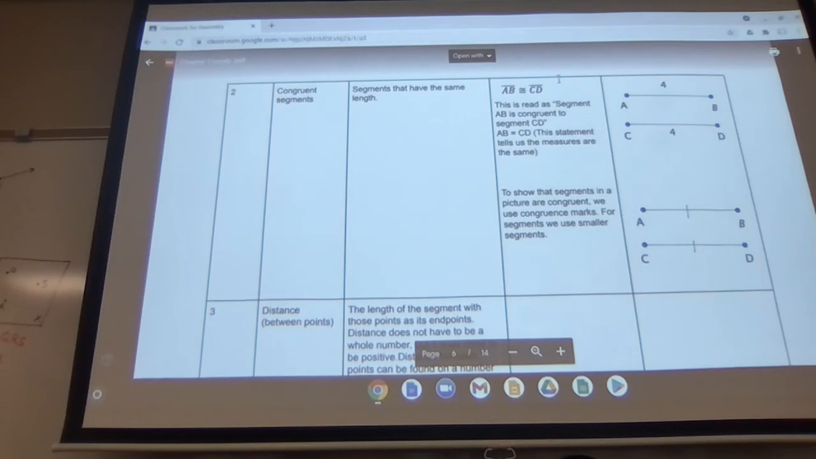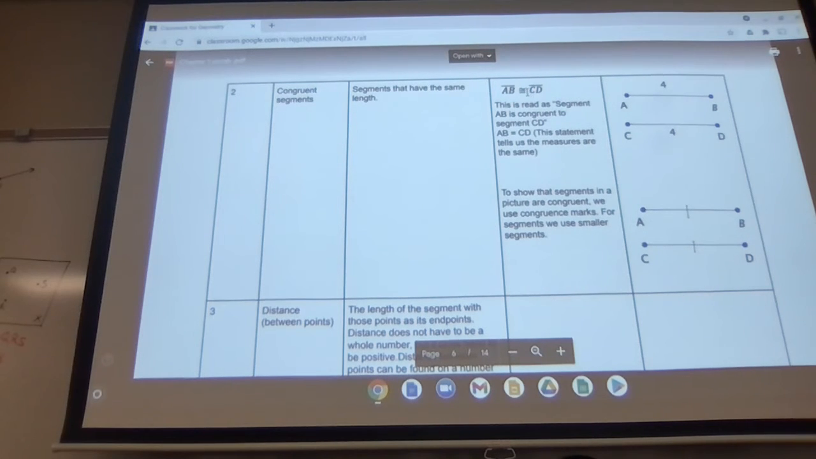So the symbol we're going to use for congruent is this little symbol right here, right between the AB and the CD. It's an equal sign with a little squiggly line above it. When you see that, it means congruent. This little statement right here is read as segment AB is congruent to segment CD.